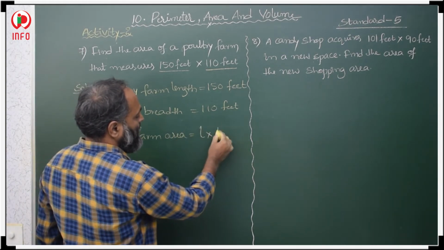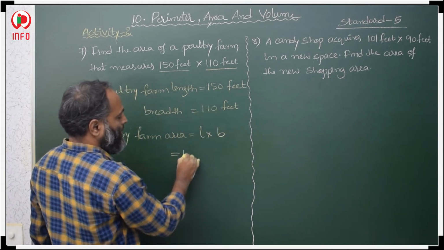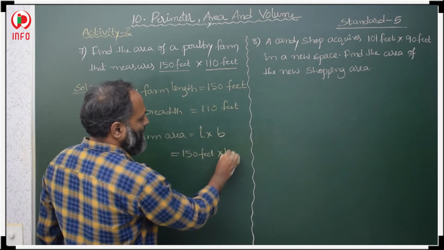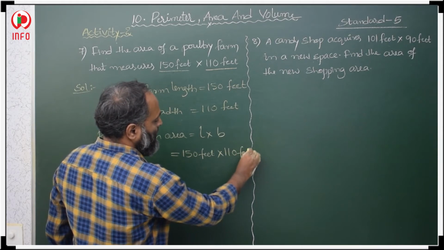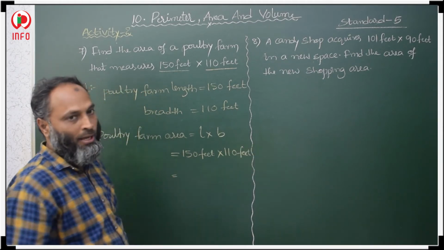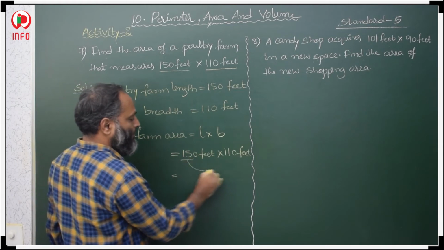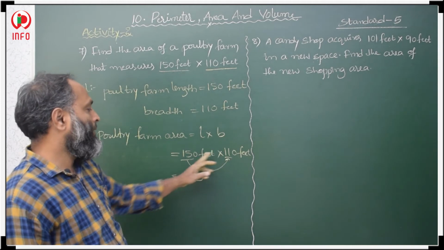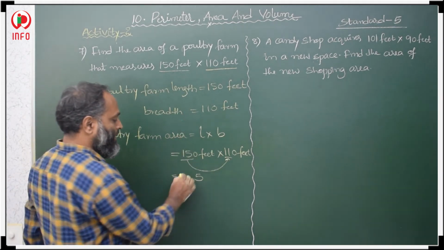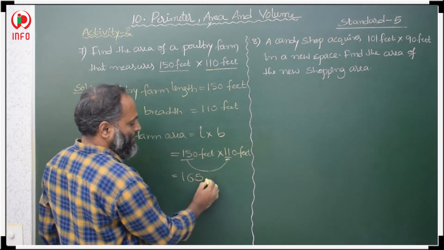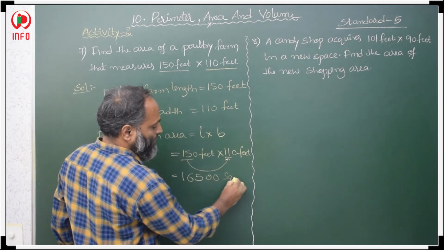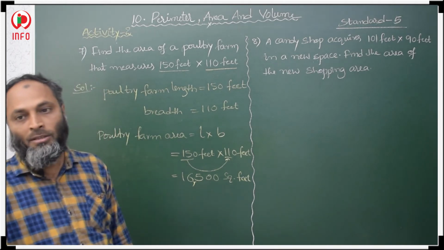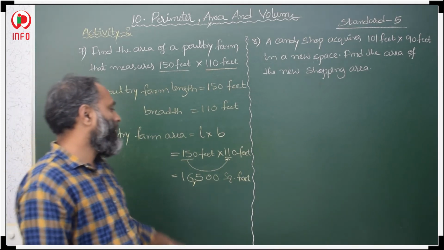Then poultry farm area is length into breadth. So what is the length here? 150 feet. Breadth is 110 feet. Now how to multiply? So 15 we have to multiply with this 11. 11 5s are 55, 5. 11 1s are 11, 11 plus 5, 16. Here 1 zero, here 1 zero, 2 zeros we have to get. Square feet. 16,500 square feet. This is poultry farm area.